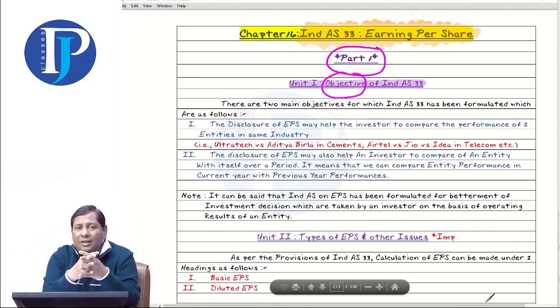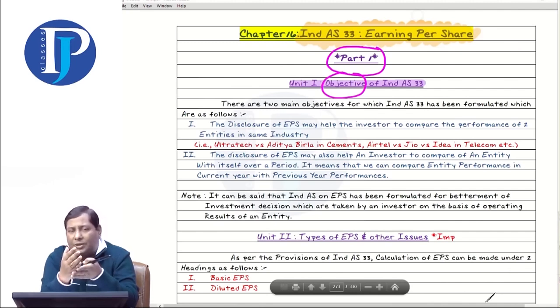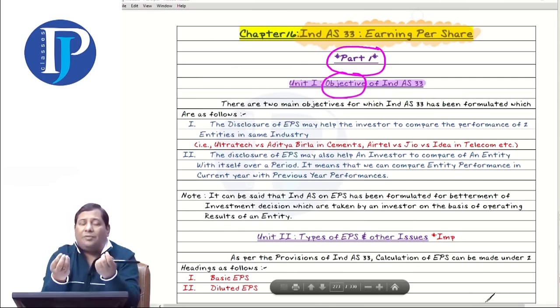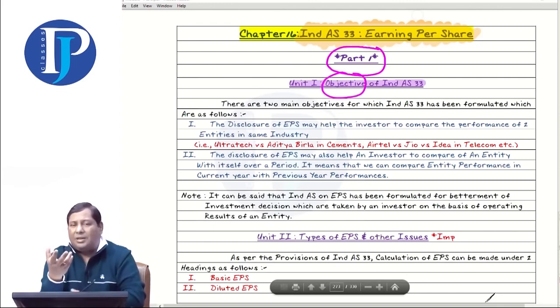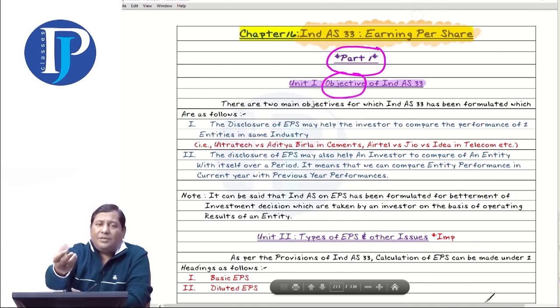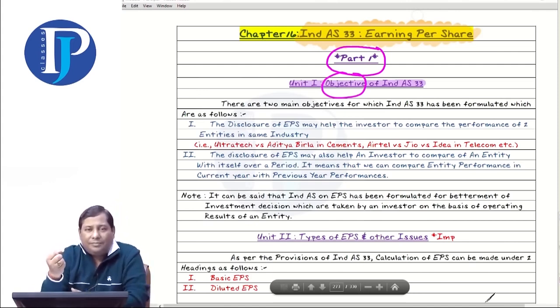And I had even given example that if we talk about the cement industry, then Ultratech's comparison can be done with Birla. And if we talk about Airtel, then its comparison can be done with Jio. Furthermore, just this earning per share compares performance very rapidly. What is earning per share? It is summary of your profit and loss. That how much money did you make for one share?